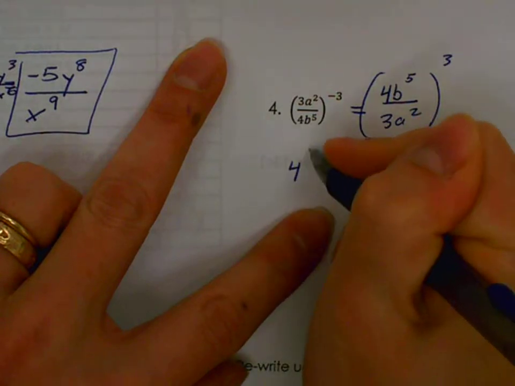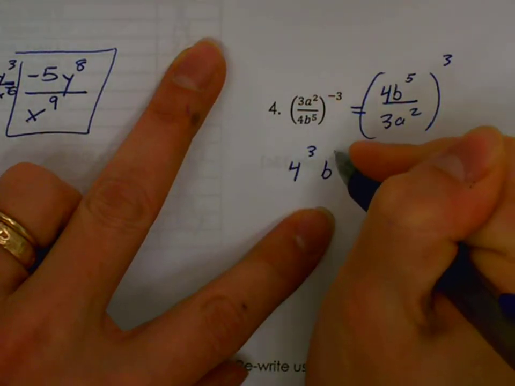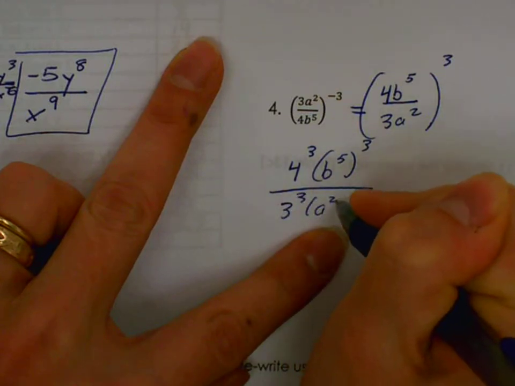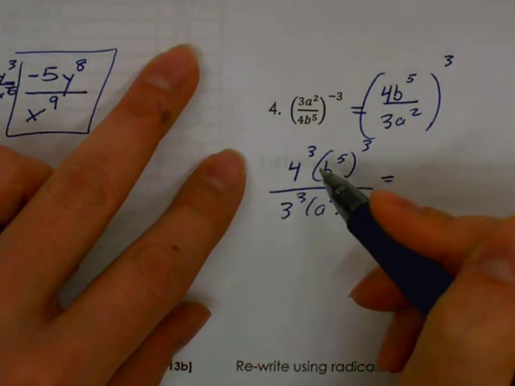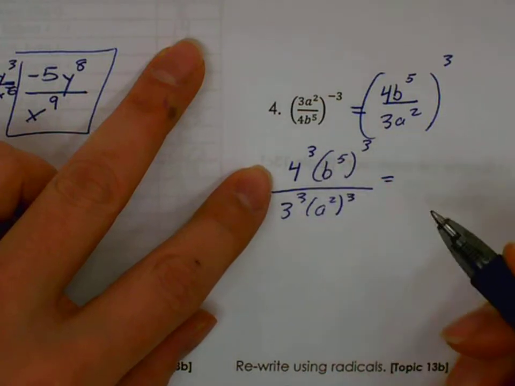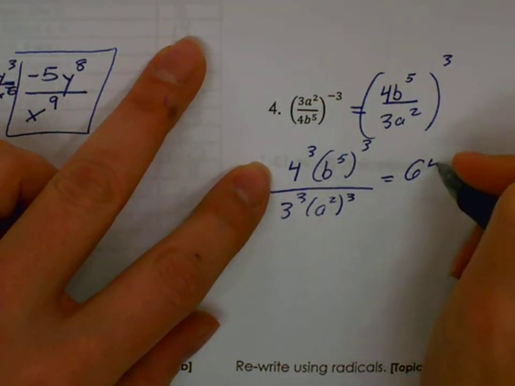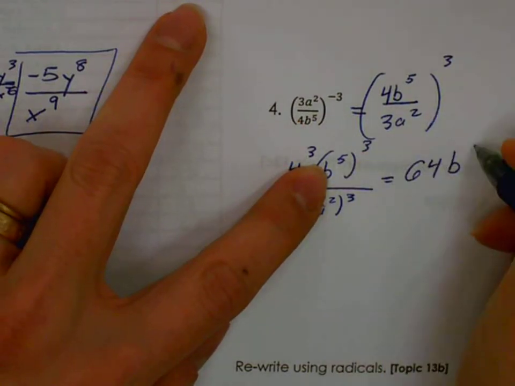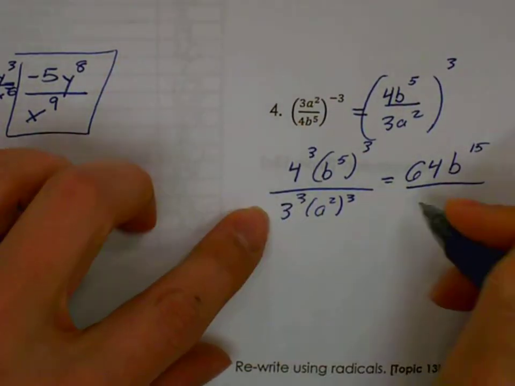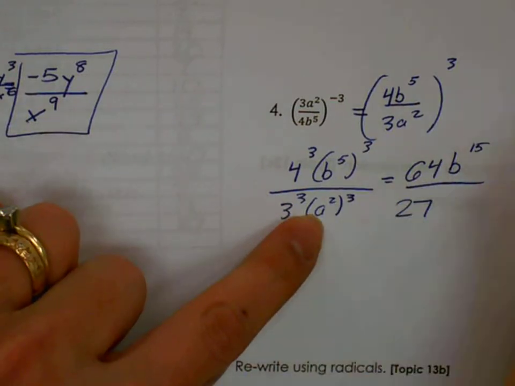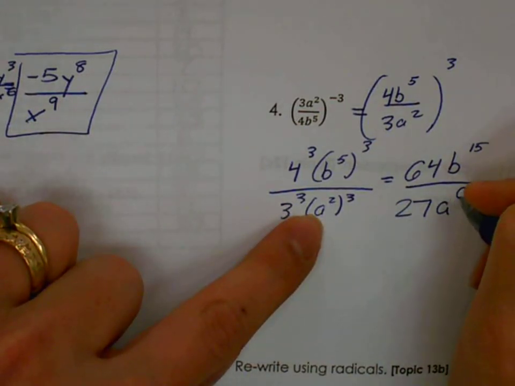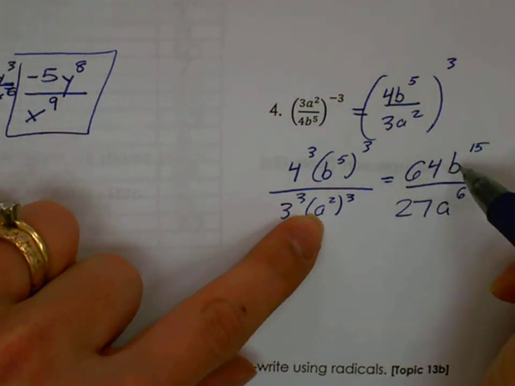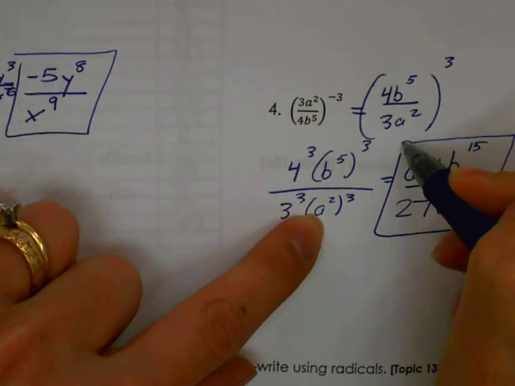So what I have is 4 to the 3rd, b to the 5th to the 3rd, 3 to the 3rd, a squared to the 3rd. So 4 to the 3rd is 4 times 4 times 4, or 64. Power to a power means I multiply, so 5 times 3 is 15. 3 to the 3rd is 27, and again, power to a power, I multiply, so 2 times 3 is 6. I can't simplify 64 over 27, and I can't do anything with those because they're different bases, and so I'm done.